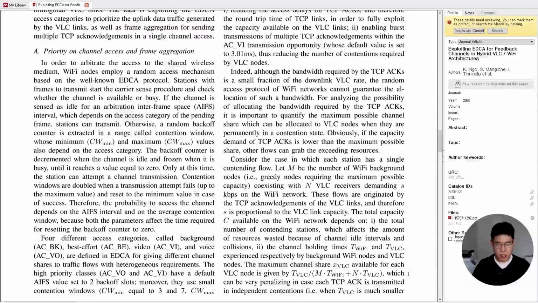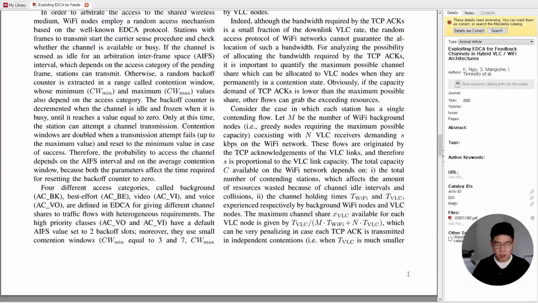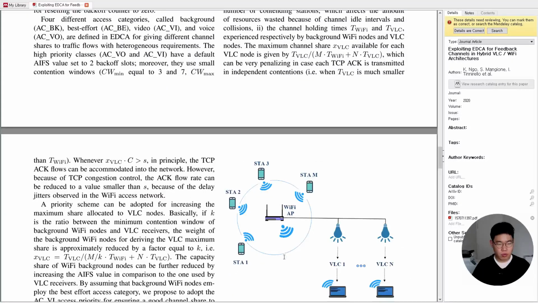which can be very penalized in case each TCP ACK is transmitted in independent contentions. For example, when T_VLC is much smaller than T_WiFi, whenever X_VLC is greater than S, in principle, the TCP ACK flow can be accommodated into the network. However, because of TCP congestion control, the ACK flow's rate can be reduced to a value smaller than S.